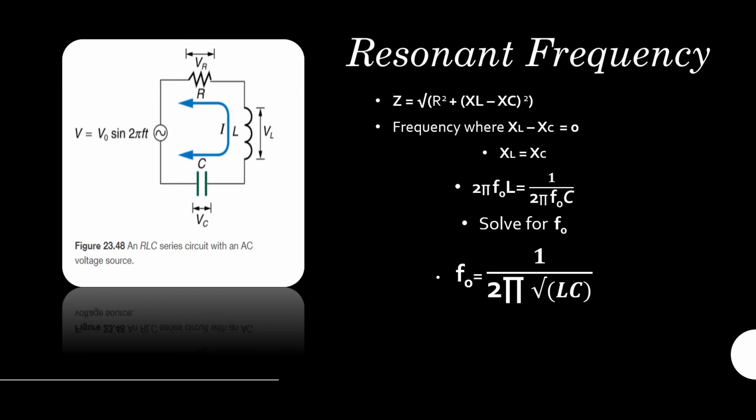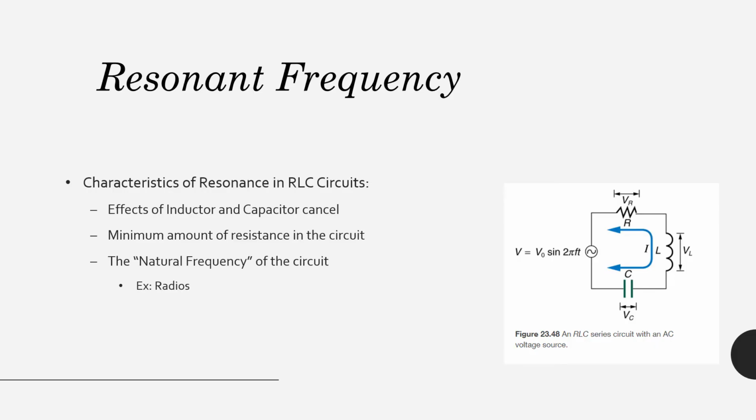So we can set those two equal to each other, and then if we substitute in each of their individual formulas and solve that for the frequency f of 0, we are given this formula for the resonant frequency. The resonant frequency is equal to 1 over 2 pi times the square root of the inductance times the capacitance of the circuit.